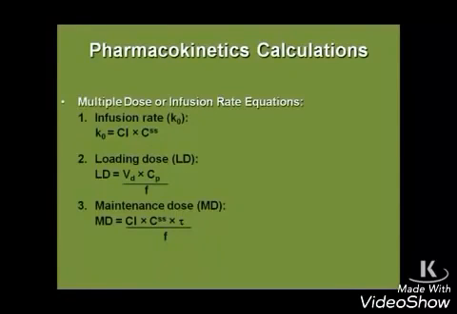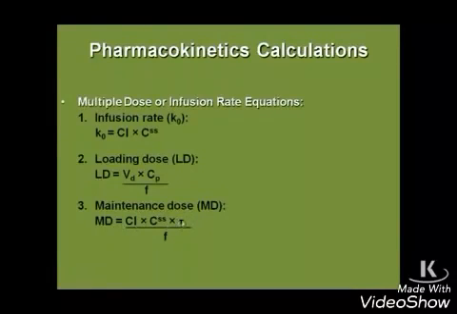Multiple dose or infusion rate equations are shown next. The infusion rate, the K0, is clearance times your CSS. Okay? And that infusion rate equation fits in very nicely as part of the maintenance dose equation. Notice essentially that the maintenance dose is the infusion rate times tau.